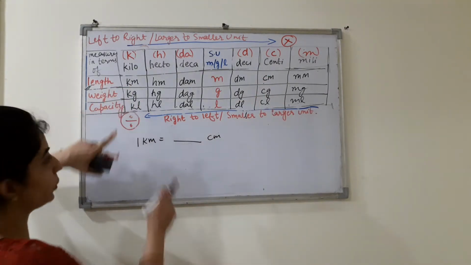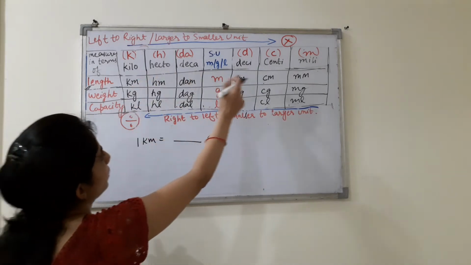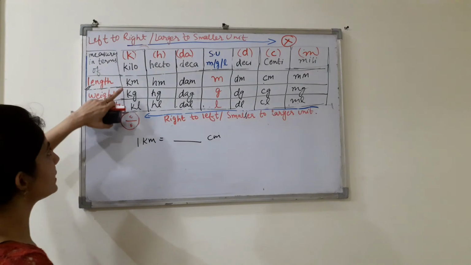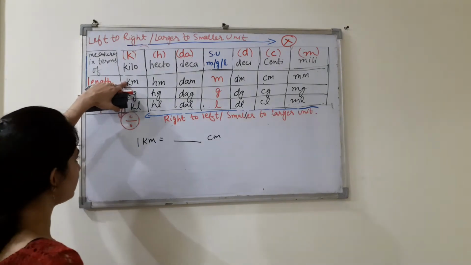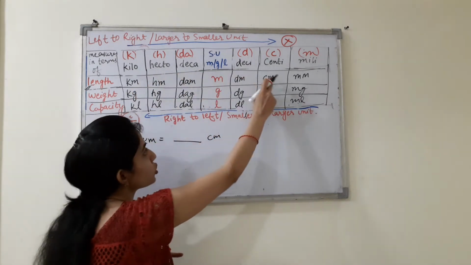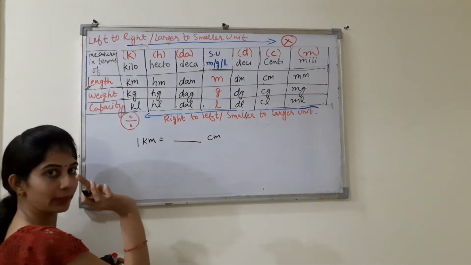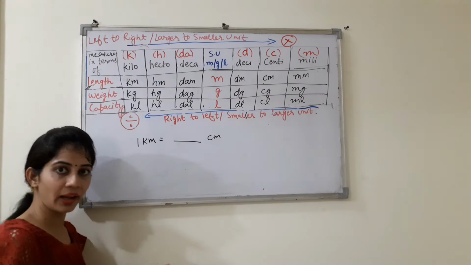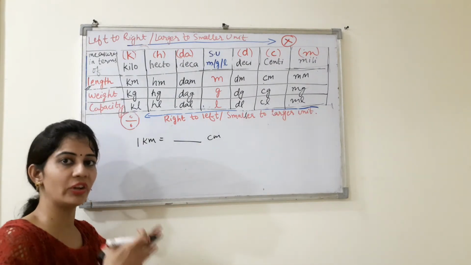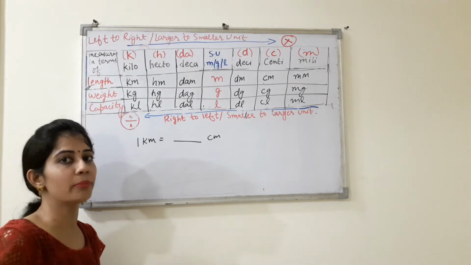So I want to know that 1 kilometer is equal to how many centimeters. See how we will know this. First of all, we know we are converting a larger unit into a smaller unit. Kilometer is larger, centimeter is smaller. Whenever we have to change a larger unit into a smaller unit, then we will multiply. Now by what number will we multiply?